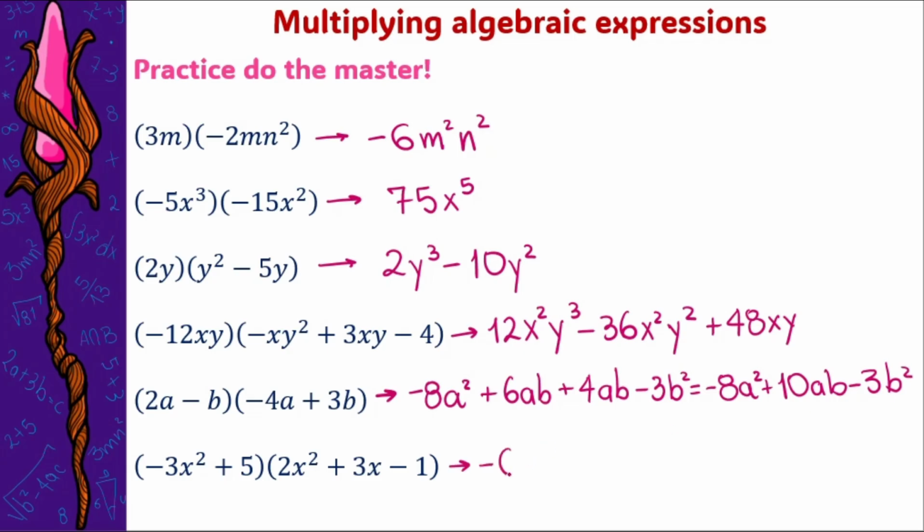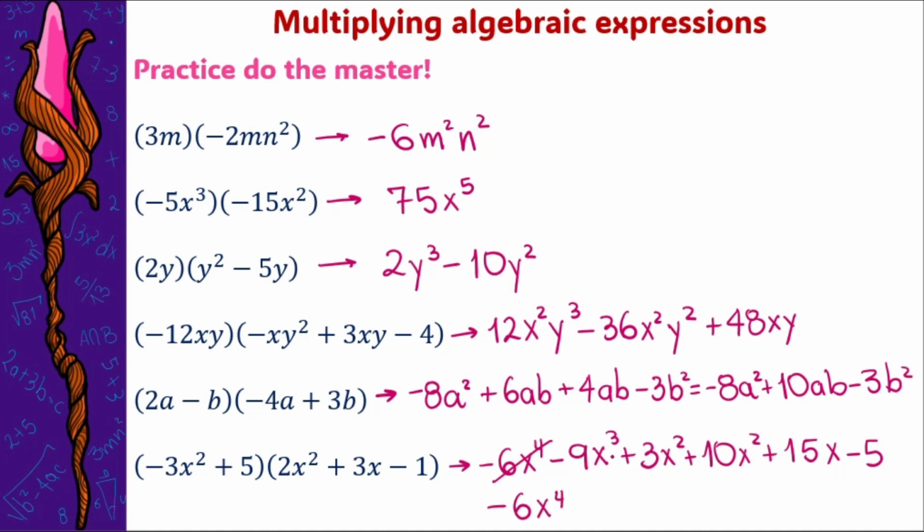And finally, this one, it will be minus 6x to the fourth minus 9x cubed plus 3x squared plus 10x squared plus 15x minus 5, which is going to be minus 6x to the fourth minus 9x to the cube plus 13x squared plus 15x and minus 5. Those are the answers.